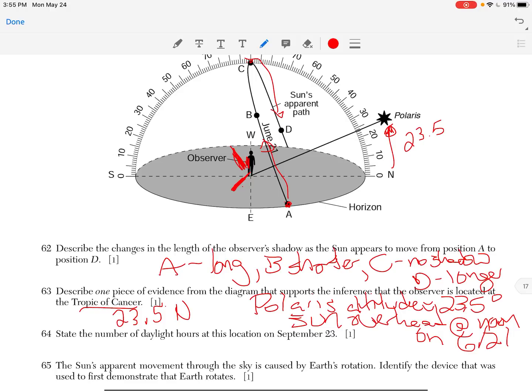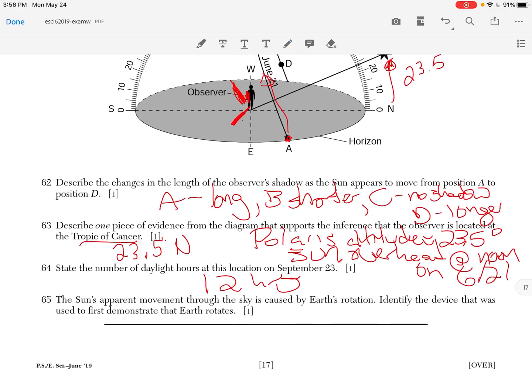Number 64, state the number of daylight hours at this location on September 23rd. Well, on September 23rd, you might recall that that is the equinox, and equinox means equal night, right? Equal daylight to nighttime hours. And if you divide it in half, 24 hours in a day, that would be 12 hours of daylight. And that's true for everyone on Earth, not just this person, but everybody. No matter where you are, you'll always have 12 hours of daylight on September 23rd and on the vernal equinox on March 22nd. Okay, so 12 hours is the answer to number 64.